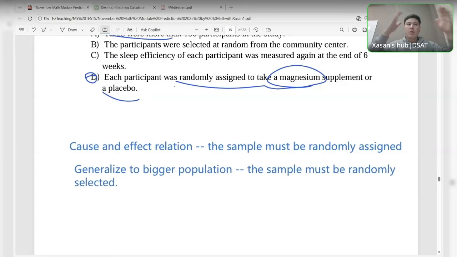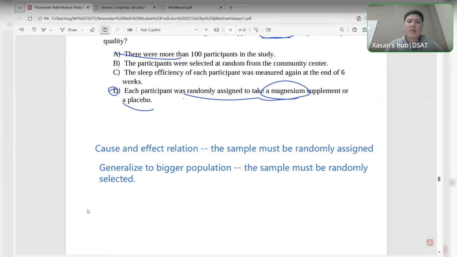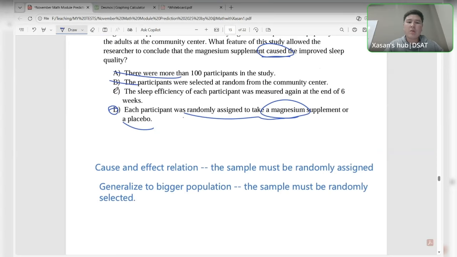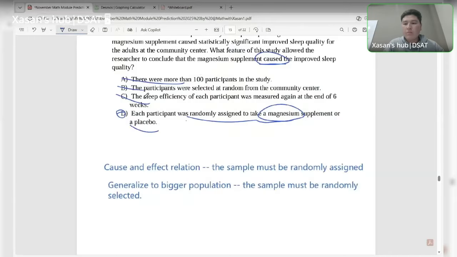For example, now you are selecting 190 adults from a community center, and imagine in the community center you have like 1,000 adults. If your sample is randomly selected, then you can also generalize these results to other adults, not at the community center only. But it is not asking about the generalization now, so B is also out, and C, actually, guys, it is not correct. That's all.